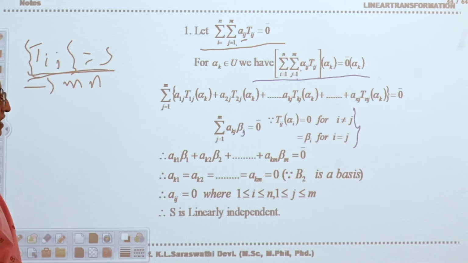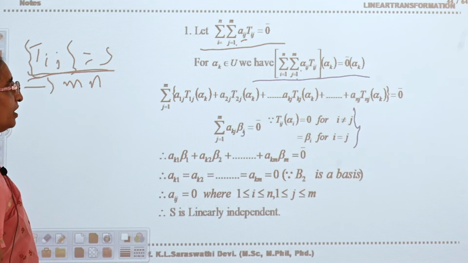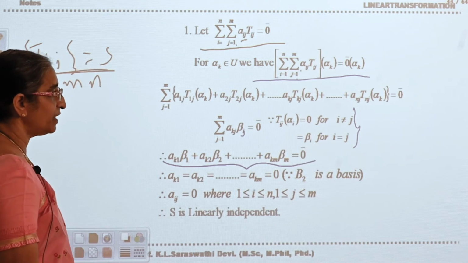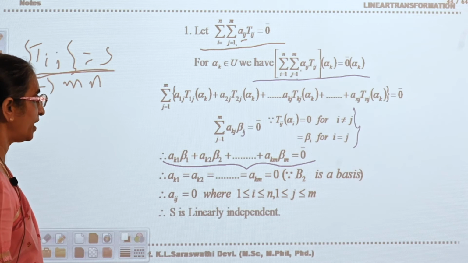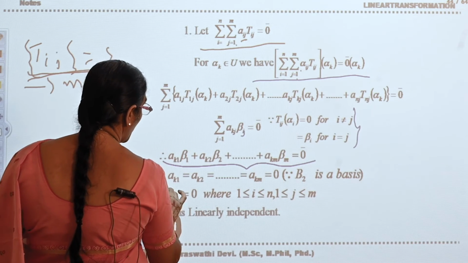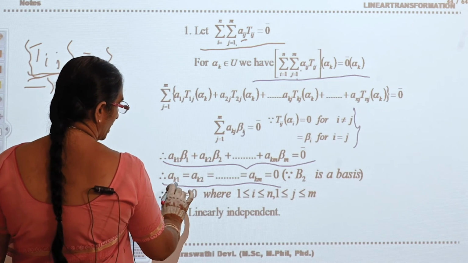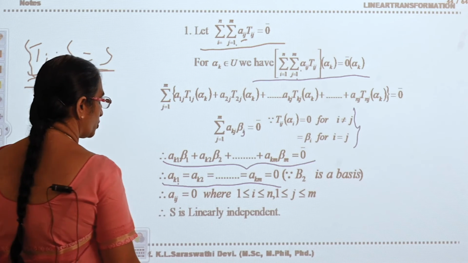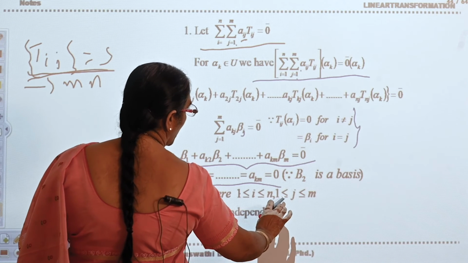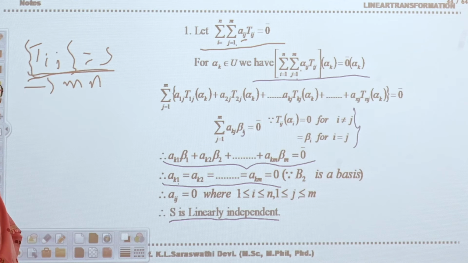Now what are beta 1, beta 2, beta m? They are the basis elements of V. Therefore, it is a linear combination of the linearly independent set. B2 being the basis elements, B2 is linearly independent. So the linear combination of a linearly independent set equal to 0 bar implies the constants in that linear combination will be 0. Therefore, Ak1, Ak2 and so on, Akm are equal to 0. This is true for 1 less than or equal to i less than or equal to n and 1 less than or equal to j less than or equal to m. Therefore, S is linearly independent.